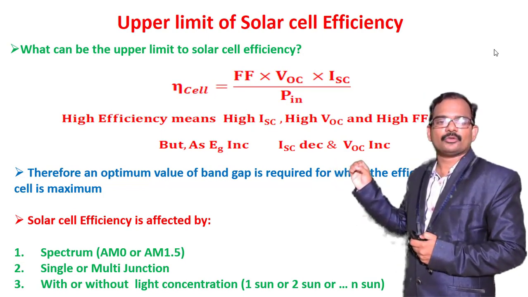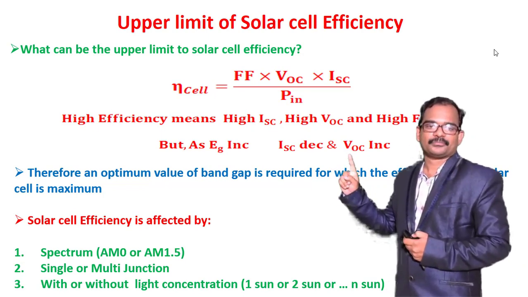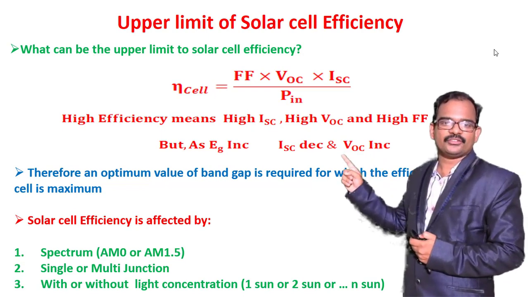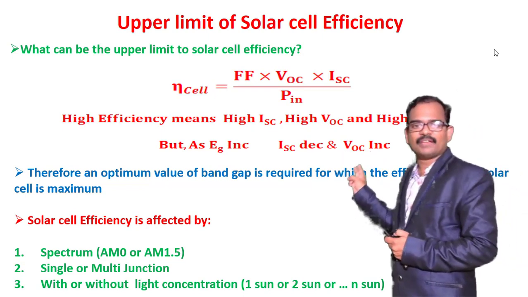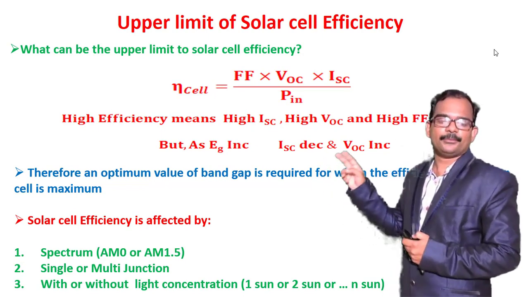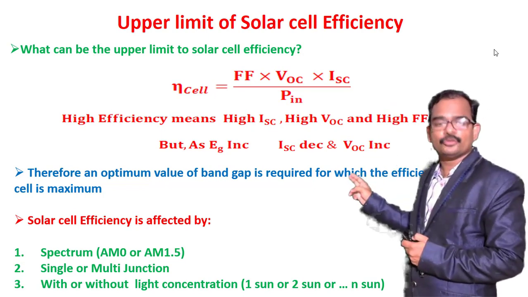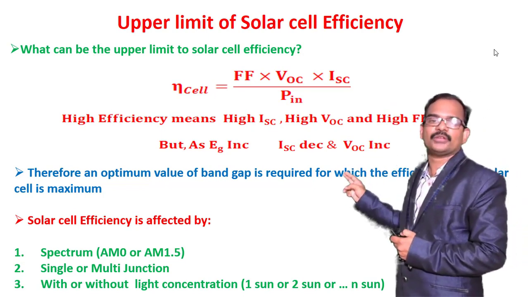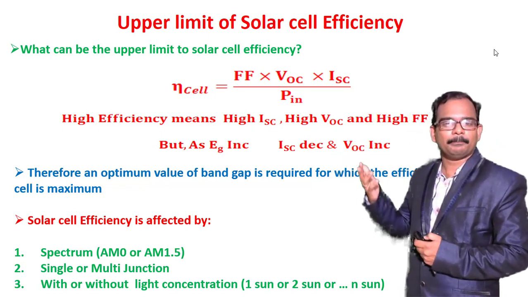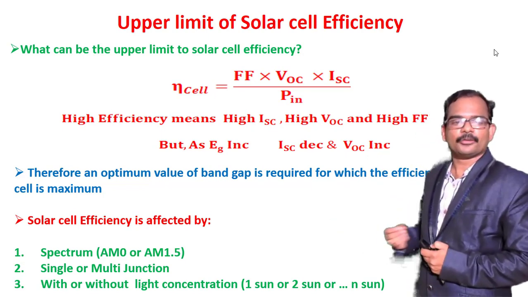So, the efficiency of a solar cell is affected by three parameters. The first one is the spectrum. It is either AM0 or AM1.5. If it is AM0, the efficiency will be very high. If it is AM1.5, the efficiency will be less compared to that at AM0. Because AM0 corresponds to extraterrestrial radiation, but AM1.5 corresponds to terrestrial radiation. But we always know that the radiation in the extraterrestrial space will be very much higher compared to the radiation in the terrestrial region.